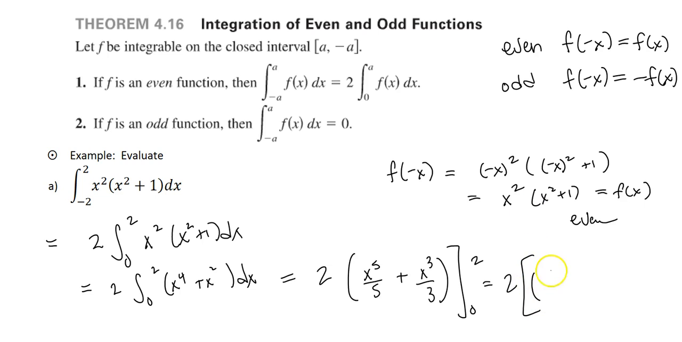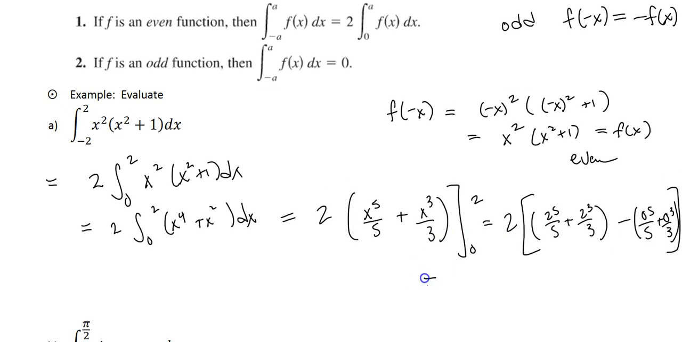And this will be 2 to the 5th over 5 plus 2 cubed over 3 minus 0 to the 5th over 5 plus 0 cubed over 3, which is 2 times 32 over 5 plus 8 over 3 minus 0, or 272 over 15 if you take care of that arithmetic.